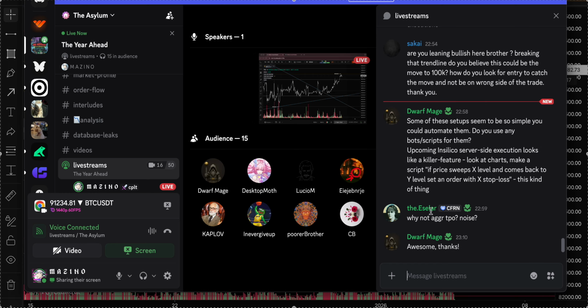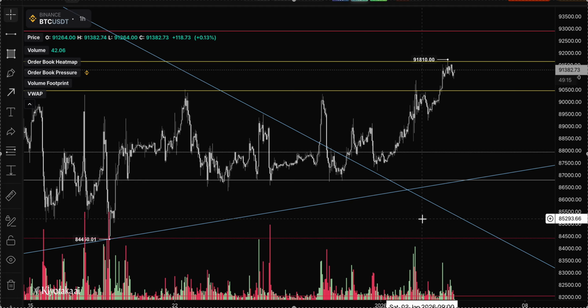Most welcome. Why not aggregate TPO noise? That's a legit question. So as you noticed, I chart on Binance Spot, and I trade on other platforms, like Hyperliquid. Why? Because I think that Binance, since at the moment it is the exchange with the most volume, has a very clear signal.